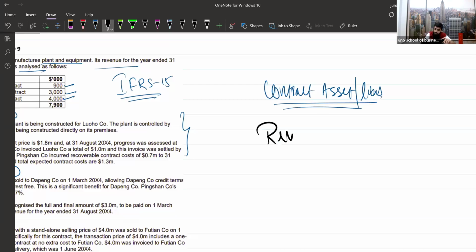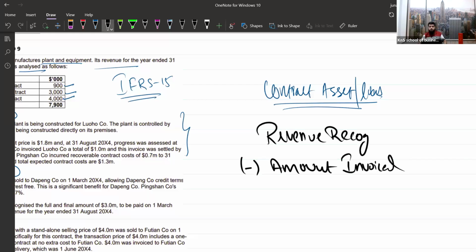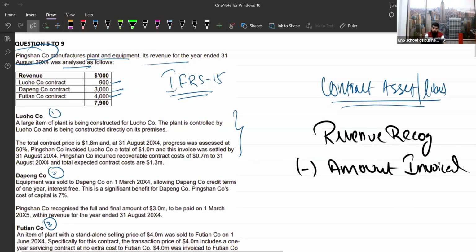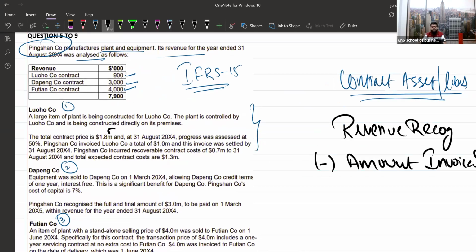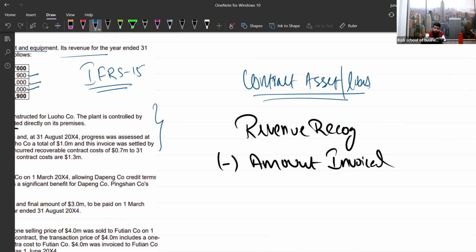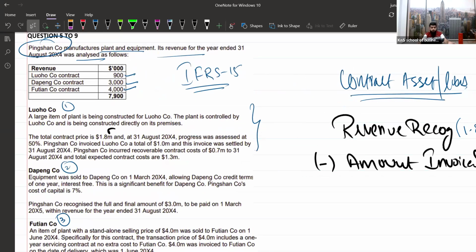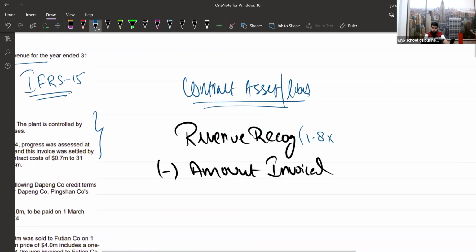The formula is revenue recognized minus amount invoiced. Now, the total contract revenue, that is contract price, given over here is 1.8 million. Sorry, it's not the revenue recognized, it's the total contract price. So 1.8 million is the contract price, and the percentage of completion is 50%. 1.8 times 50%, that is 0.9.